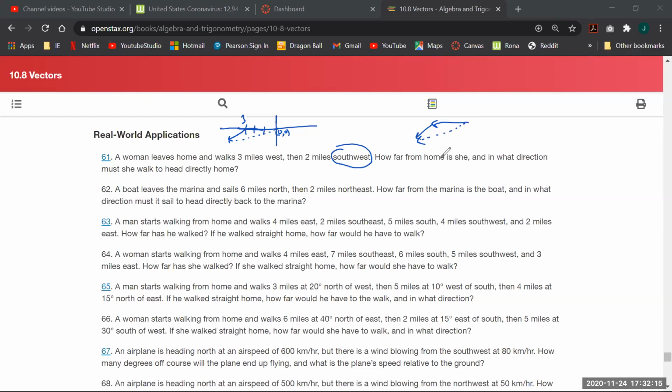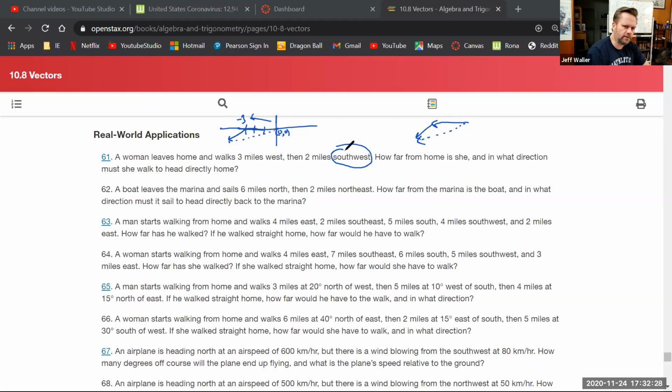Wouldn't it be -3, -2? Yeah, so this is 3 back. So you're right, this is -3. But what do you mean -3, -2? No, no, no. She's going 2 miles southwest. If it was 2 miles south, then she would have ended up at the point -3, -2, sure. But she's going, do you understand? She's going 2 miles southwest, right?